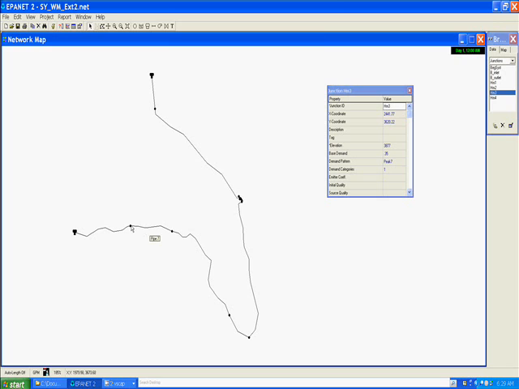Home 2, home 3, home 4, and finally the proposed tank here with an initial liquid level of 5 feet of water inside of the tank, and this is a 12 foot diameter tank.